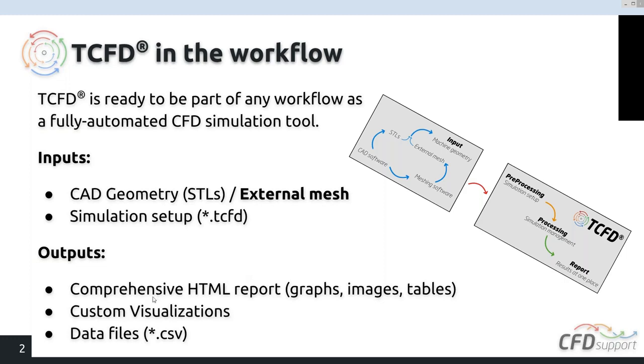Basically, there are three types of outputs. The first one is a comprehensive HTML report, which includes all the graphs, images, and tables connected to the particular application. Then the user can preset some custom visualization. And of course, the structured data files in CSV format are stored and can be connected, for example, to CAESES to read the data and use it for the optimization tool and for the decision on what the next design step will be.